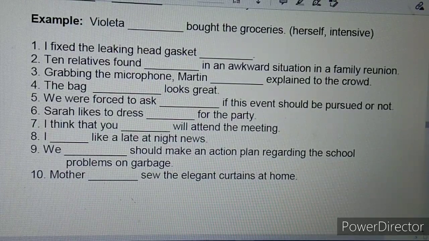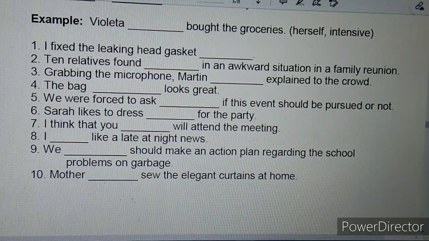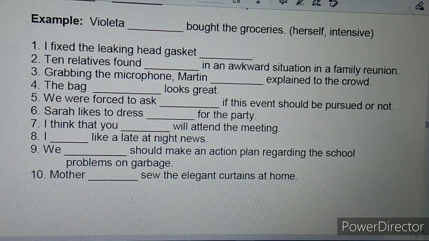Now let's move on to the last one, number 10. Mother blank sew the elegant curtains at home. Again, mother blank sew the elegant curtains at home. So using the subject, which is the word mother, the correct answer is herself. And this is an example of an intensive pronoun. Again, the correct answer for number 10 is herself, comma, intensive pronoun.